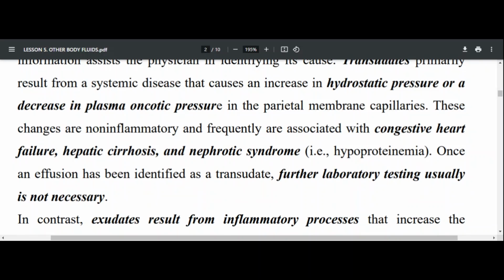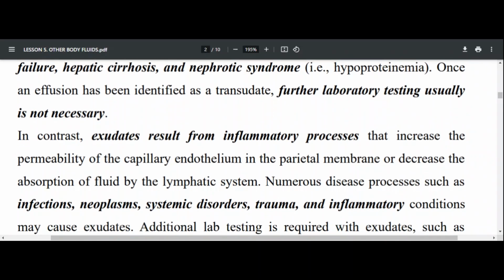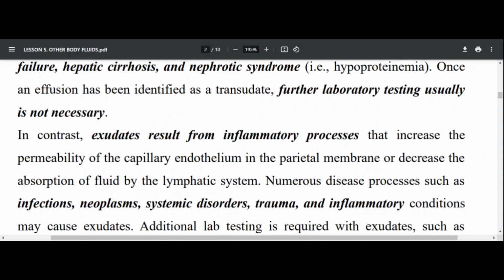So once the effusion has been identified as a transudate or exudate, we can then take action. If it is a transudate, no further laboratory testing is necessary. But in contrast, when it is an exudate, it can come from an inflammatory process that increases permeability of the capillary endothelium in the parietal membrane, or decreased absorption of fluids by the lymphatic system. Many other disease processes can also cause the accumulation of exudates, including infections, neoplastic disorders, systemic disorders, trauma, and many other conditions that create inflammation.